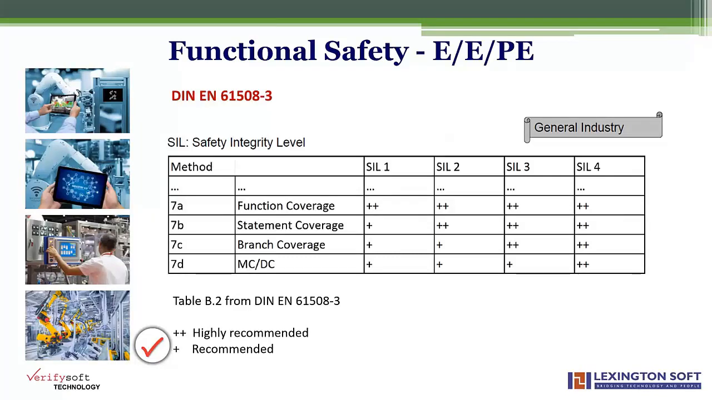And it's titled Functional Safety of Electrical, Electronic, and Programmable Electronic Safety Related Systems. And the safety standard has different safety integrity levels, levels 1 to level 4. And essentially, as you can see, safety integrity level 1 requires only function coverage, which is pretty much the lowest level. And level 2 requires function coverage and statement coverage.